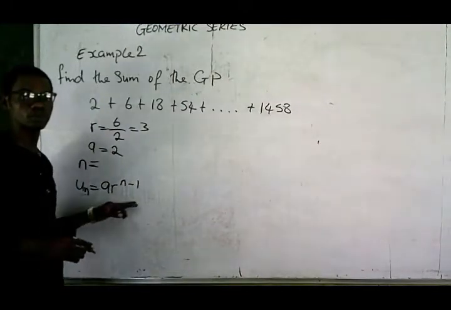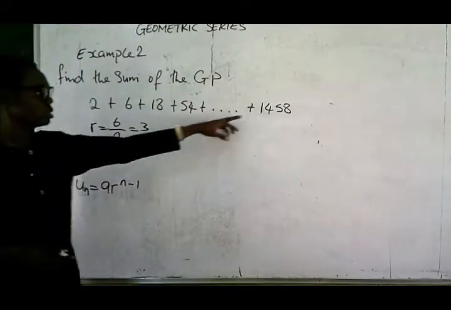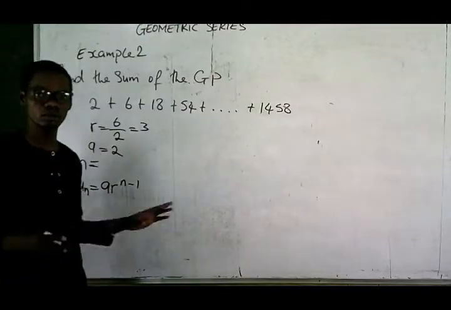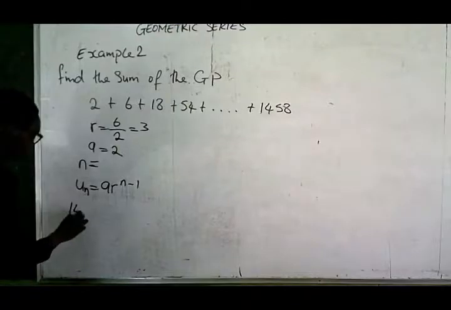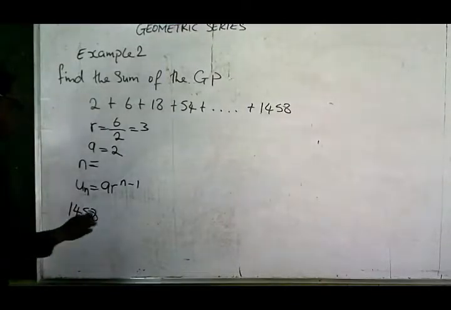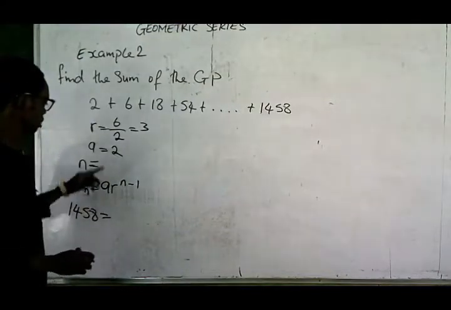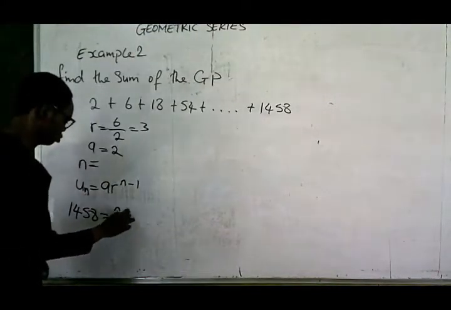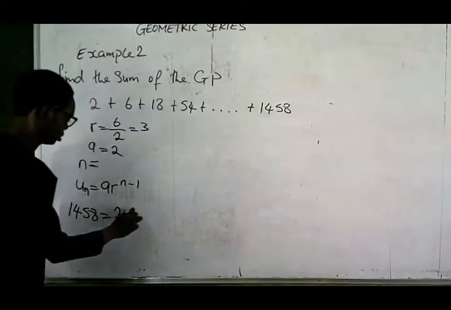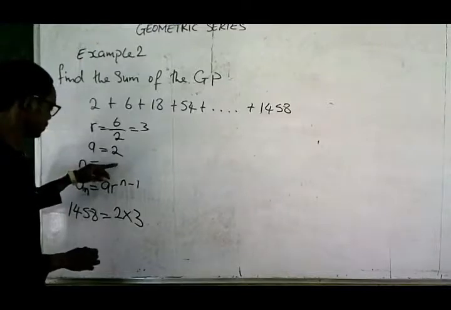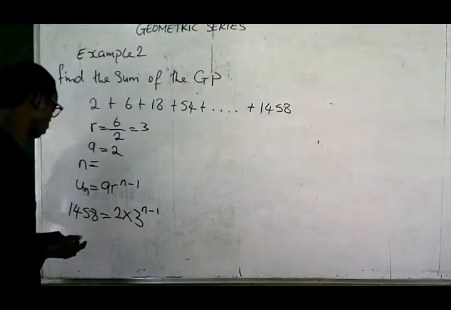We all know this. The last term is given, which means our Un is 1458. So therefore 1458 is equal to the first term, 2, times the common ratio, 3, raised to power n minus 1. So we are going to look for n.